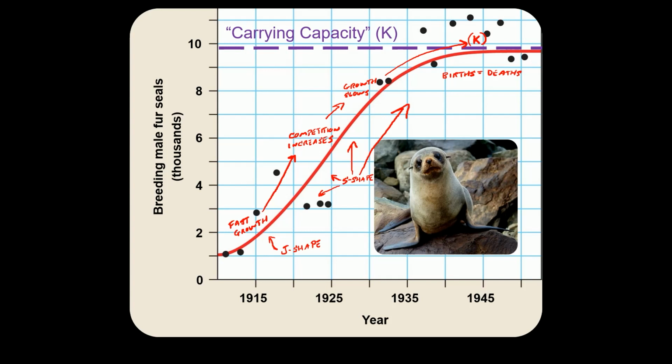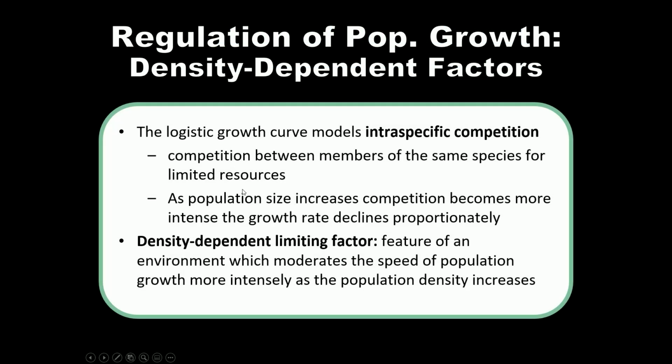So equilibrial species are called equilibrial species because they slow down their population growth in a logistic growth curve model as it approaches the carrying capacity, and then they stay hovering around that carrying capacity. They are in equilibrium with their ecosystem. That's what equilibrial means. So let's talk about regulation of population growth through density-dependent factors.